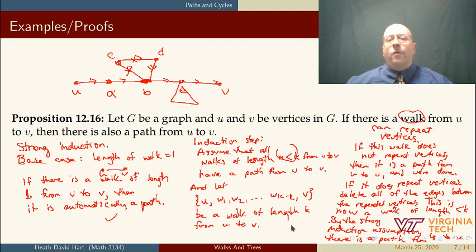So we made the walk smaller, and we have assumed that every smaller walk has a path that we need. Okay?